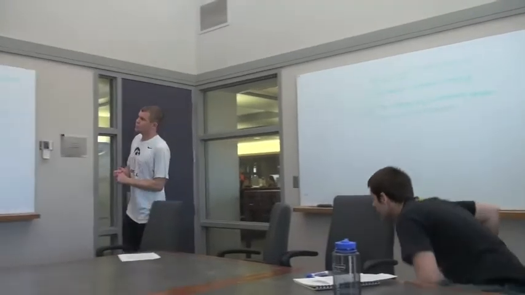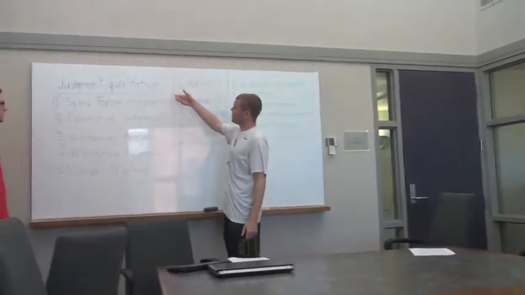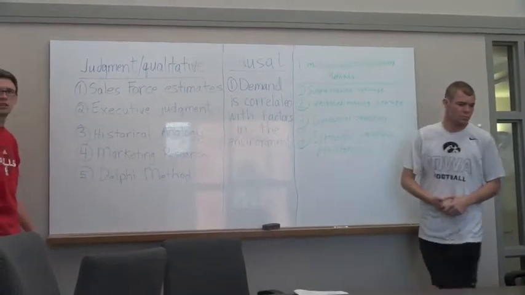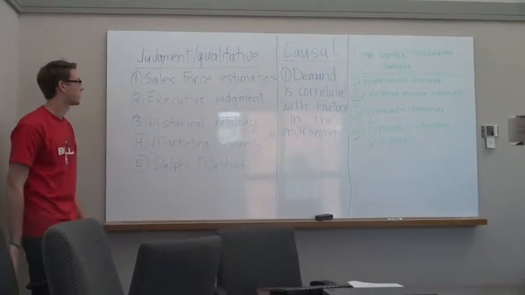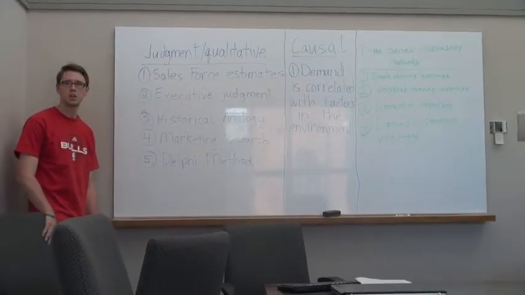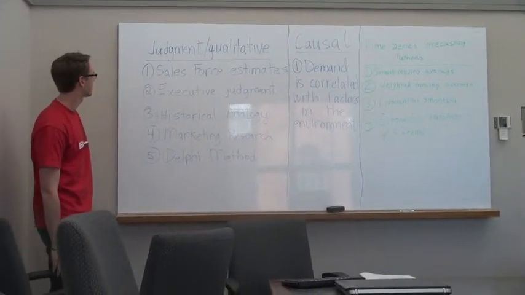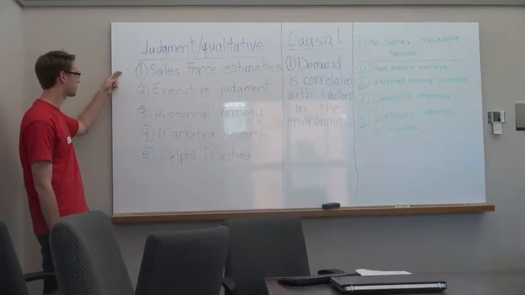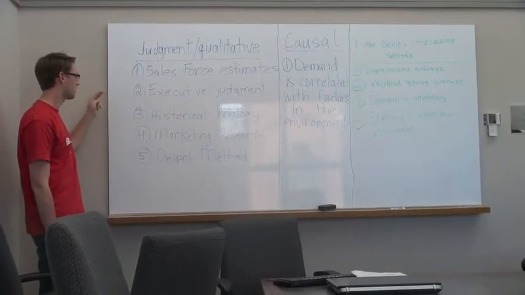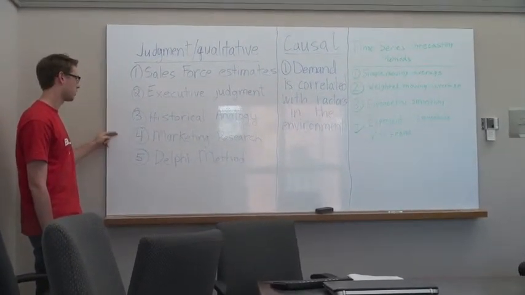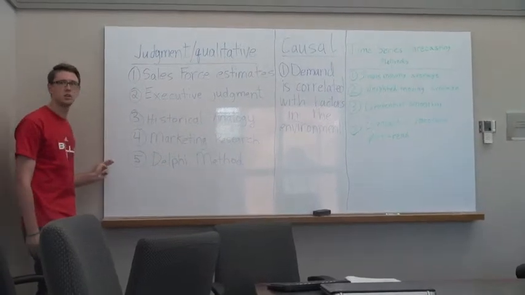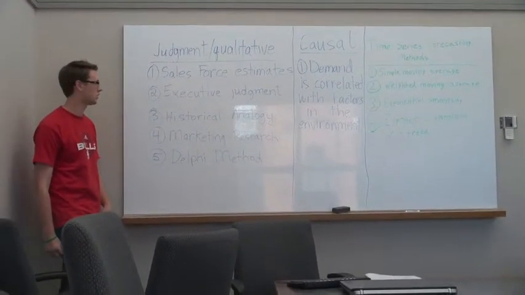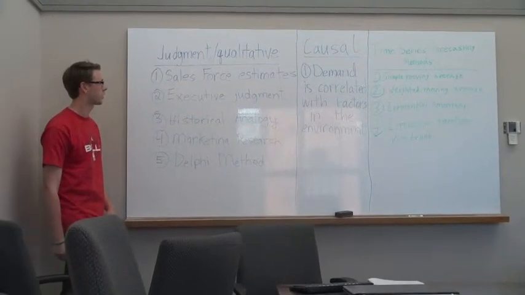Also, there are two types of methods to figure out the demand. There's judgment and qualitative, and causal. The judgment and qualitative methods rely on estimates based mainly on collecting opinions. Some of these are Salesforce estimates, executive judgment, historical analogy, marketing research, and the Delphi method. And these methods are helpful when projecting the long-term forecast.